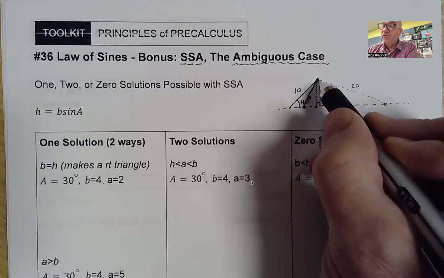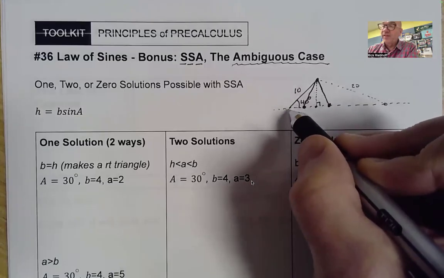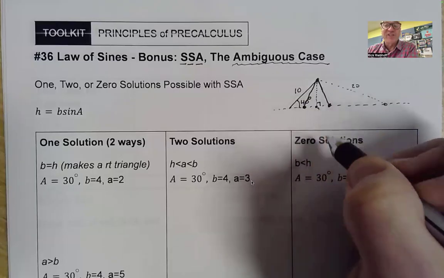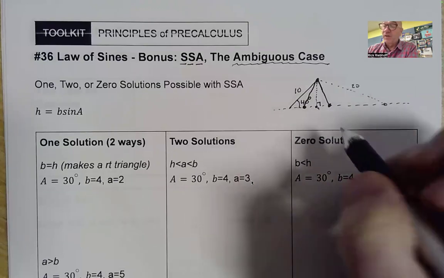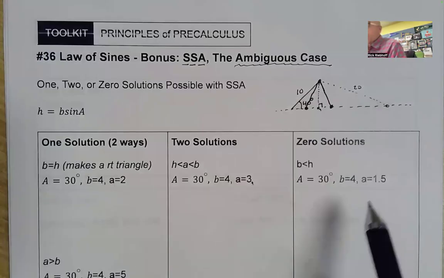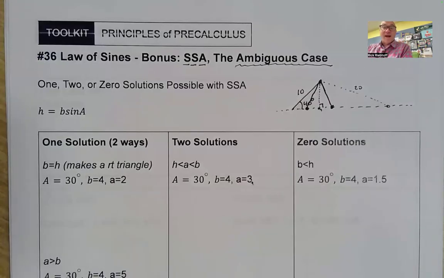The final thing is to get zero solutions, which happens if it's not long enough to even hit the ground. So if this was 2 feet long, and we raised this up 40 degrees, and this was 10 feet, and this was only 2 feet long, it'd be dangling in the air. It wouldn't come down and reach this other side, which it needs to. That's if it's too small. So those are the four different ways that things can happen.